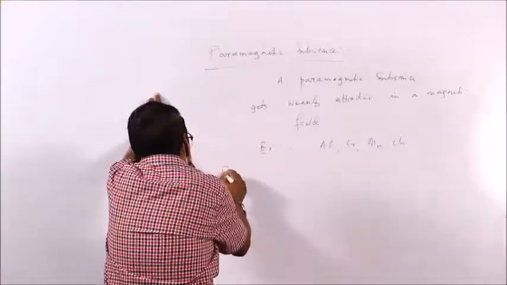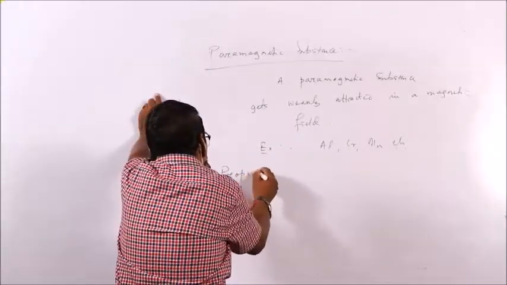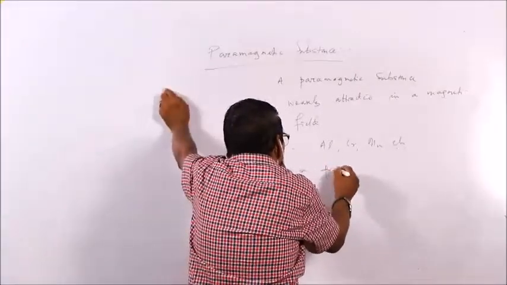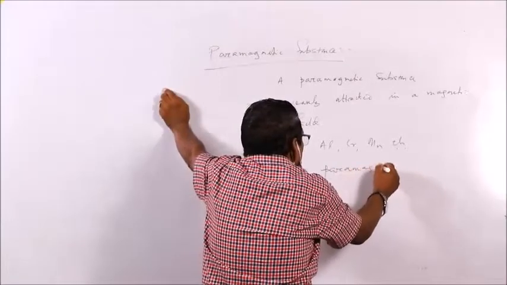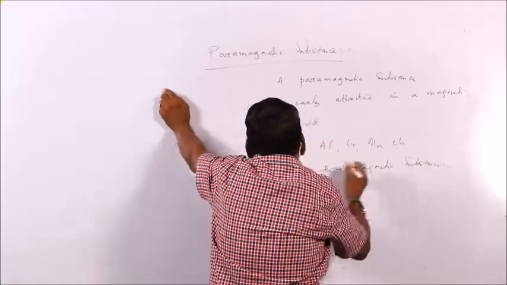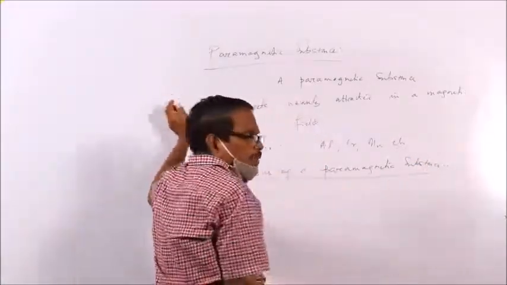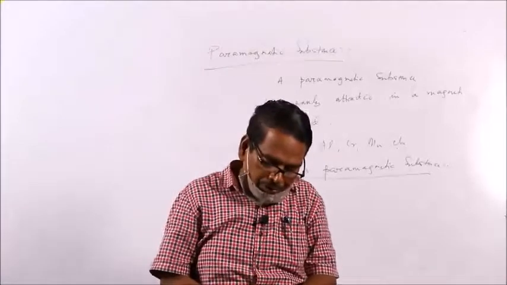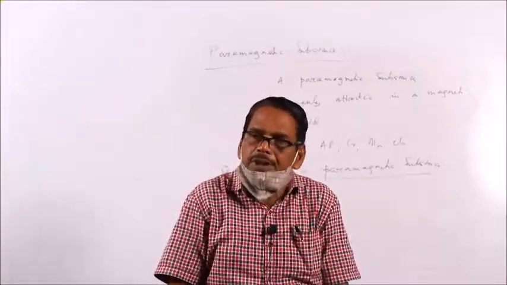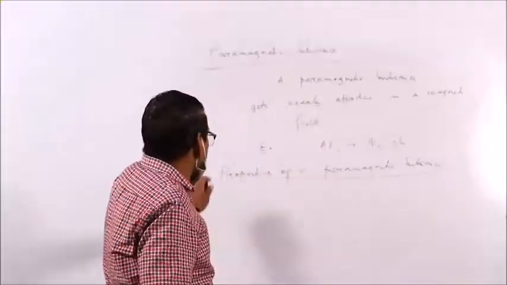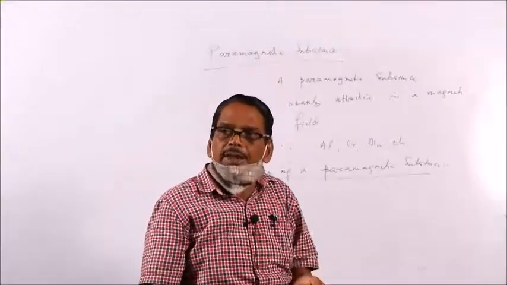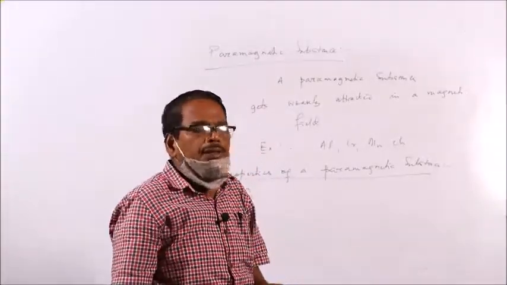Properties of a paramagnetic substance. As we have got properties of diamagnetic substance, similarly there are properties of paramagnetic substance. In the examination, there may be a long question: compare the properties of diamagnetic substance and paramagnetic substance. So the first property is, a paramagnetic substance gets weakly attracted in a magnetic field.